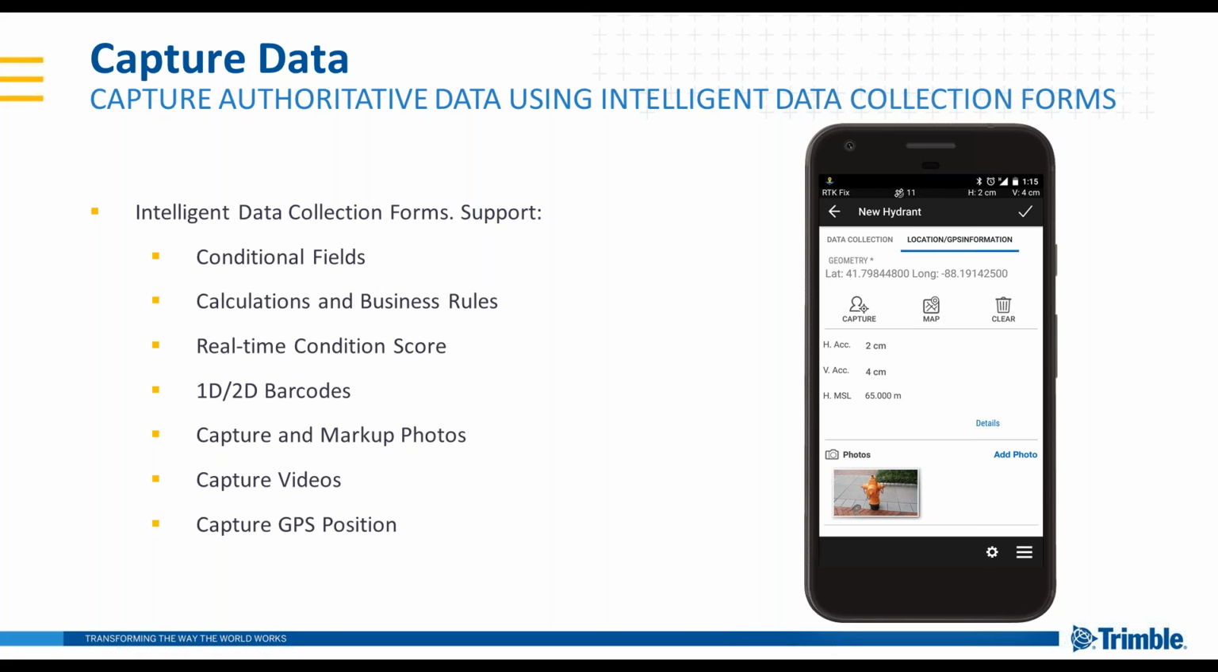And finally, be able to capture GPS position, high accuracy GPS position. Many of our customers that use Unity for inspections also integrate Unity with the Trimble R1 or R2 GNSS receiver and capture a high accuracy position of that asset during the inspection that can be then used by the GIS team to correct the GIS and the assets repository.